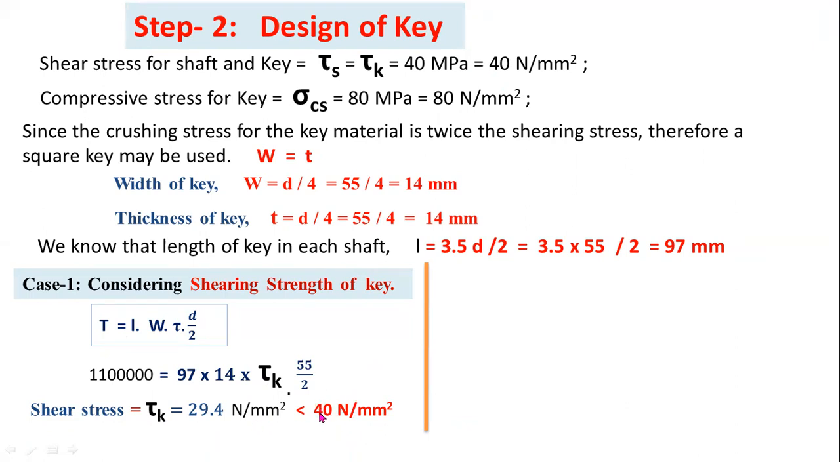Here the maximum stress is 40. The induced stress is 29.4. That means the key is safe on the basis of shearing strength.